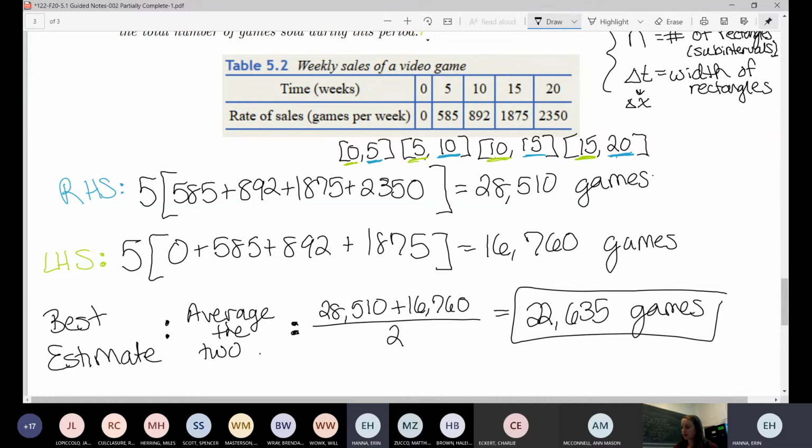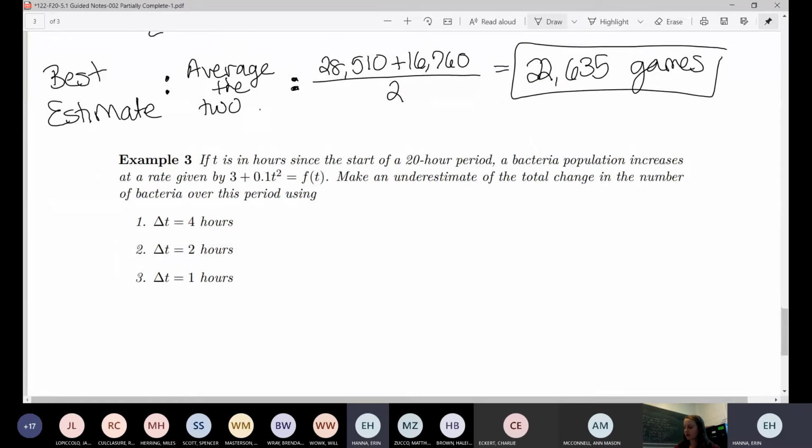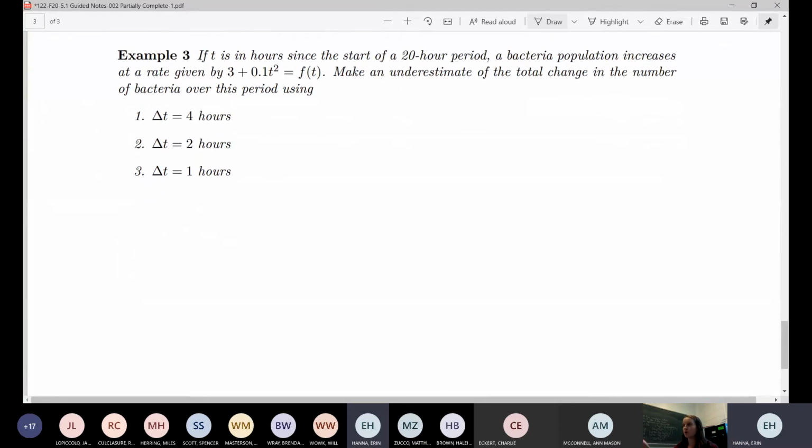Okay. So the next one is the last one in 5.1, and it's slightly different because it's not a table. So now we don't have a table. We have, if T is in hours since the start of a 20-hour period, bacteria population increases at a rate given by 3 plus 0.1 T squared. Make an underestimate for the total change in the number of bacteria over this period using a couple things. So this is where that delta notation comes in. We're being told delta T is 4, and then we're going to do it again with delta T is 2.